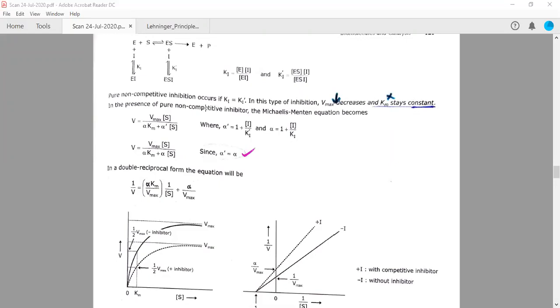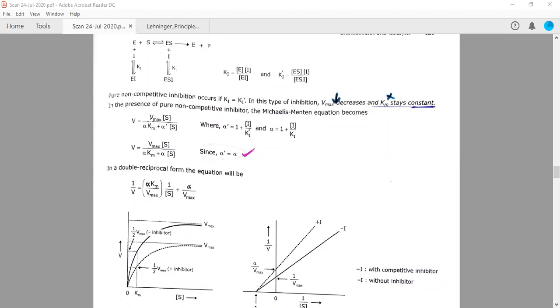So the equation will be modified, because we know the normal equation is V equals Vmax into substrate concentration over Km plus substrate concentration. Because we know alpha and alpha dash are equal, you can multiply the Km value and the substrate concentration with the same number, that is called alpha. So this is apparent Km. When you divide this Vmax by this, ultimately this Vmax will decrease.